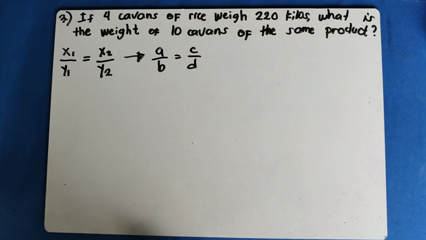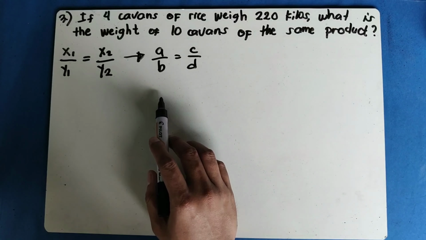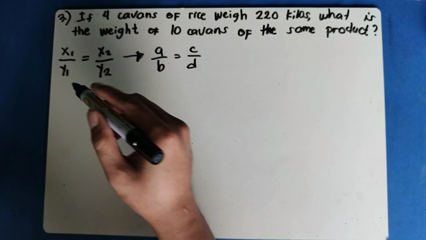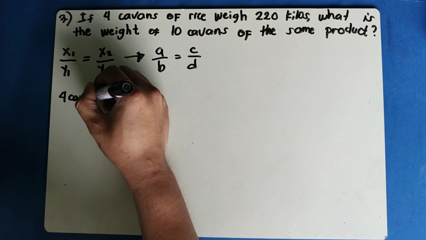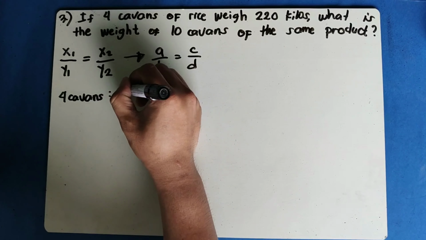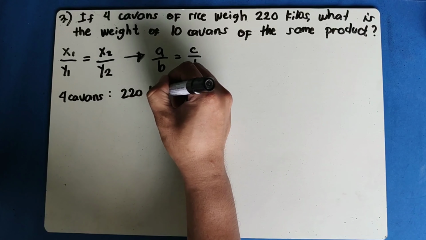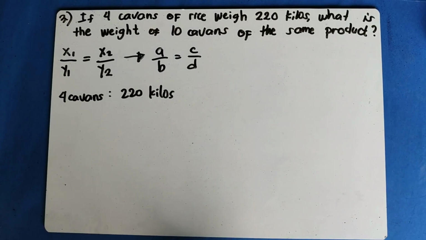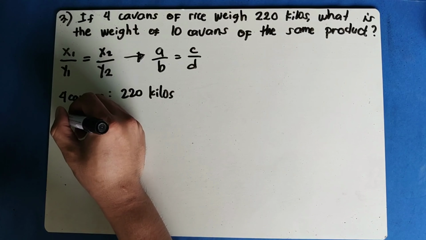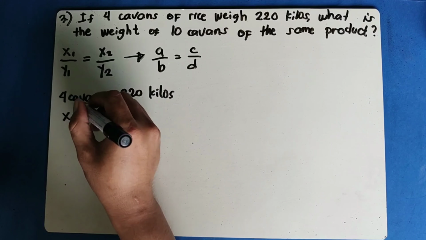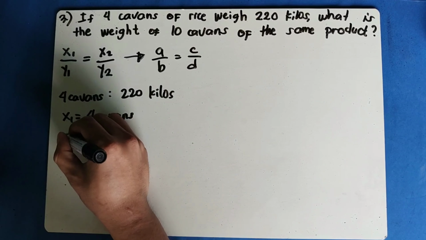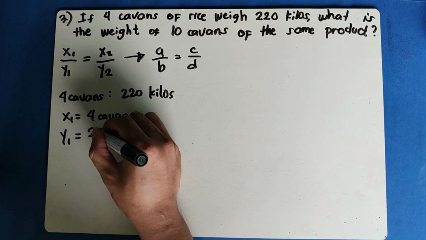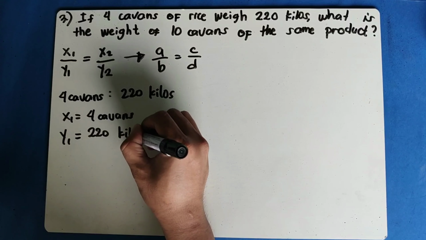Okay? So, for example, in this problem, 4 kavans of rice weigh 220 kilos. That means 4 kavans is to 220 kilos. Okay? So, our X sub 1 here is 4 kavans, while our Y sub 1 is 220 kilos.